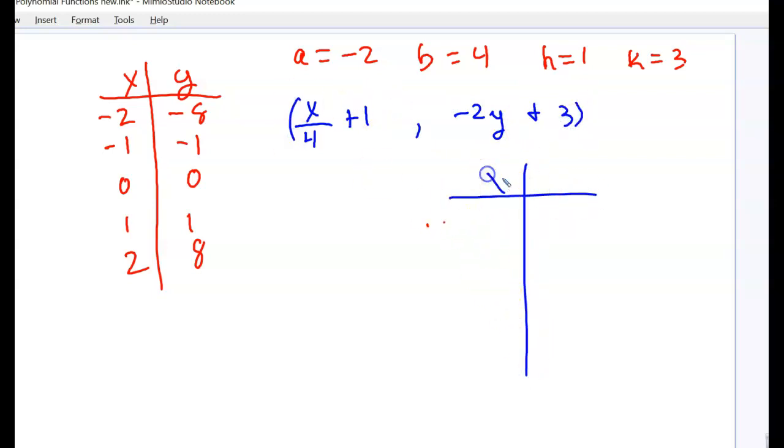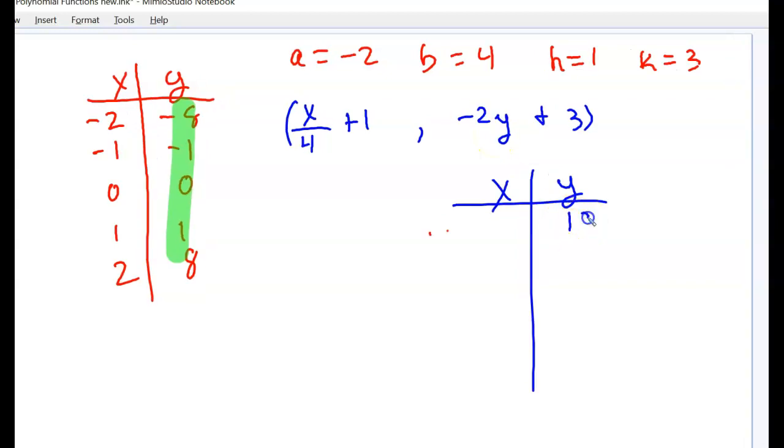So generating my new table, the y values are fairly easy because there's no fractions involved. Negative 8 times negative 2 plus 3 is going to be 19. Negative 1 times negative 2 plus 3 is going to be 5. 0 times negative 2 plus 3 is 3, and the last one's going to be negative 13.